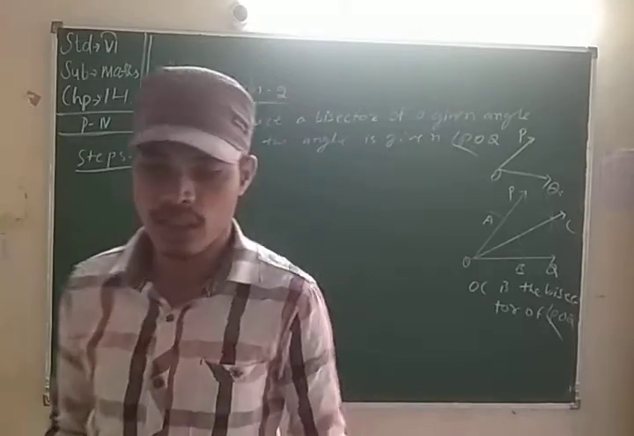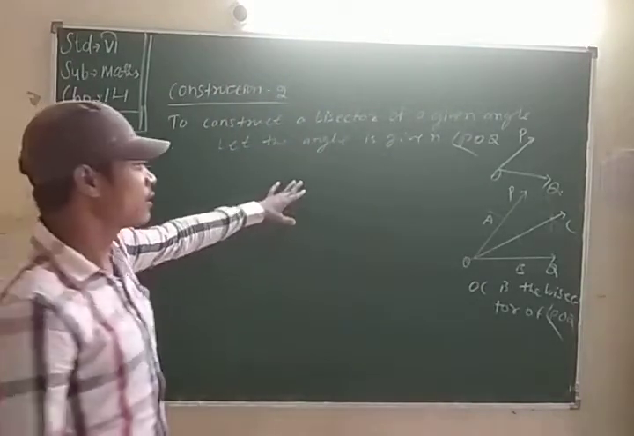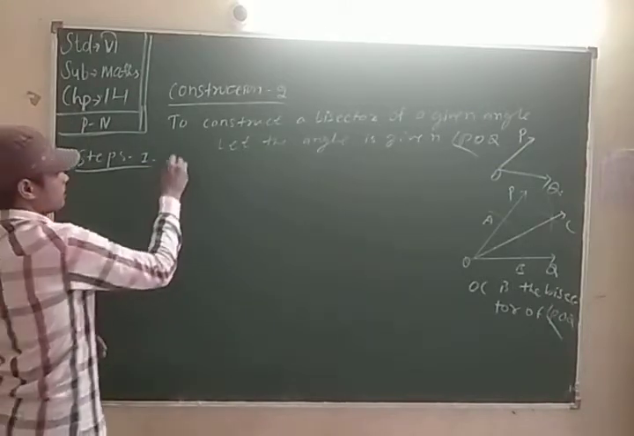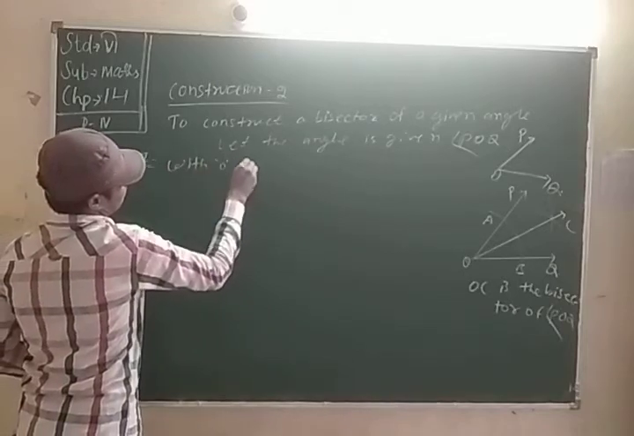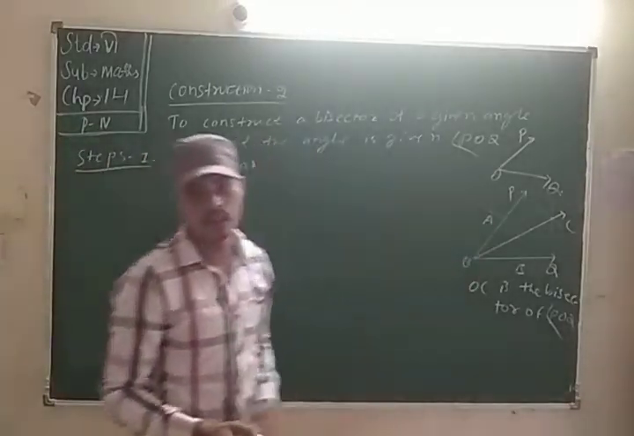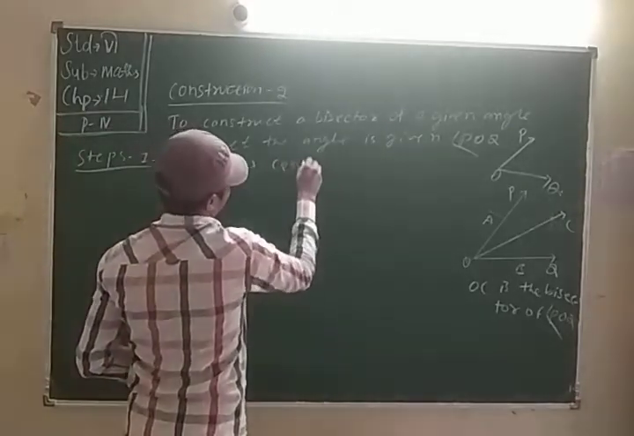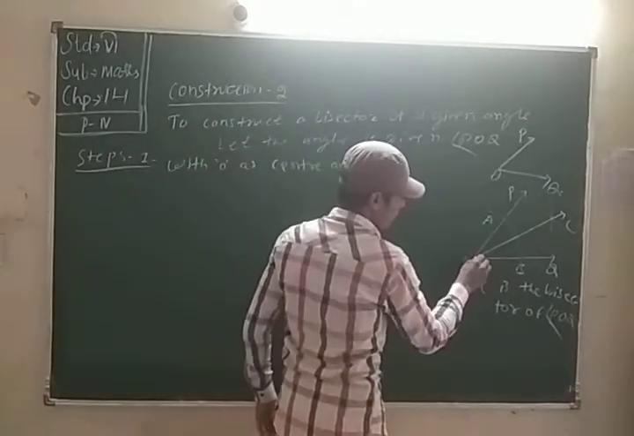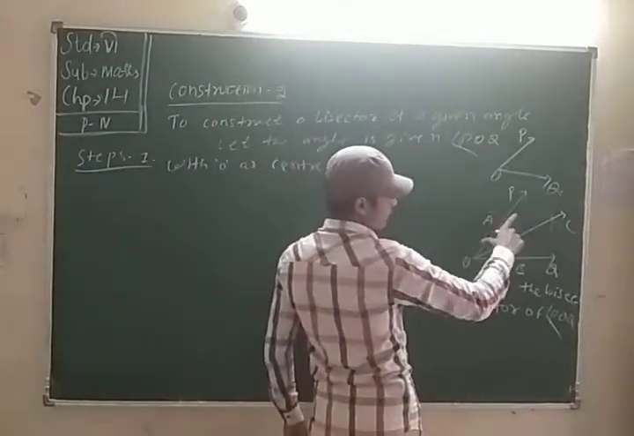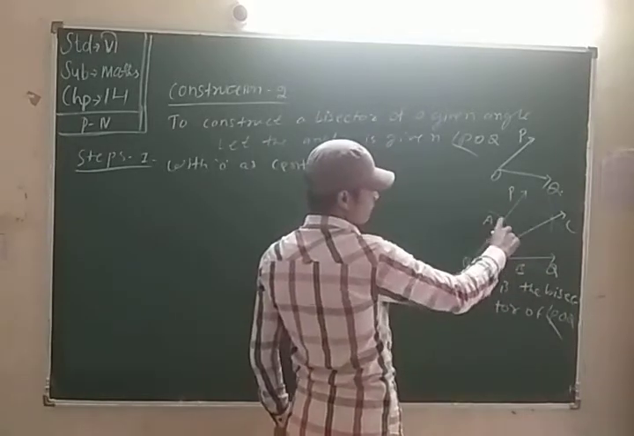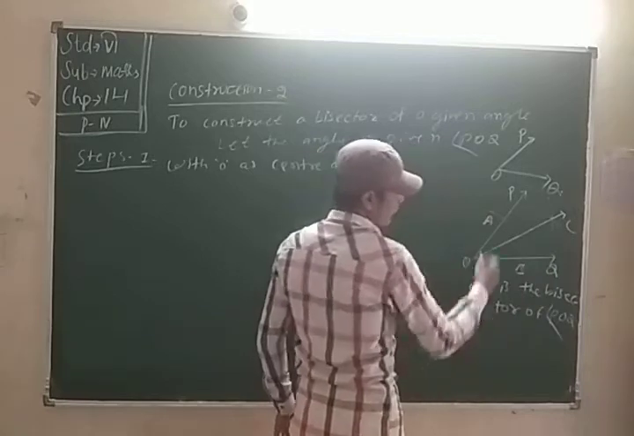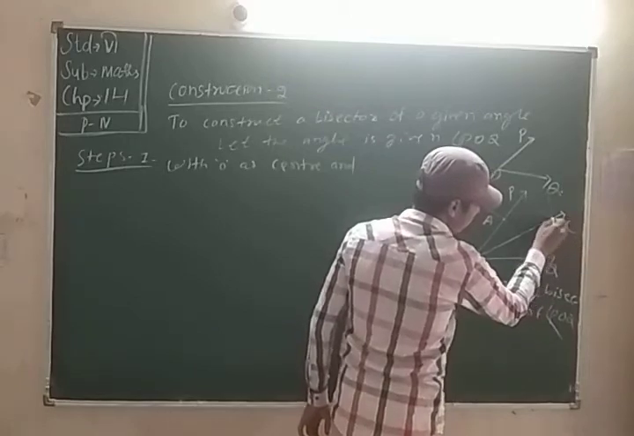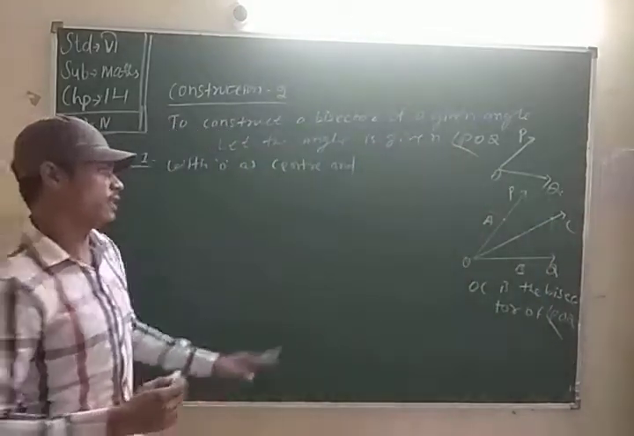Then how can you draw it? See the board. Here is step 1. I write it: we take O as the center and draw an arc cutting OP and OQ. Here are the first 2 points, A and B. Again take center A and center B and draw 2 arcs; where both arcs meet is the point C. Join O and C.